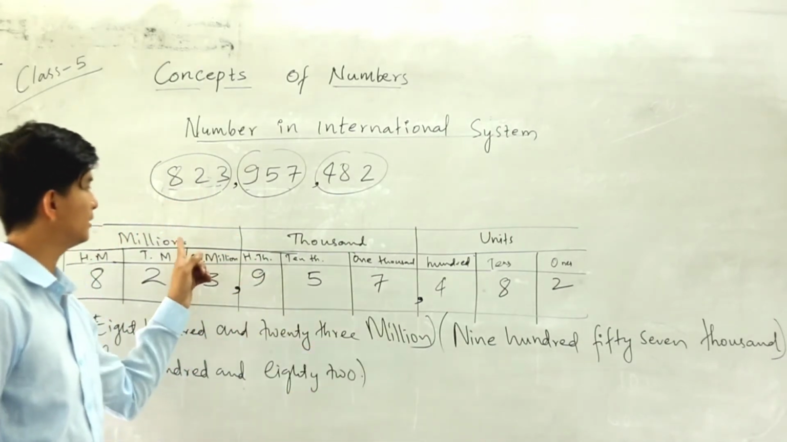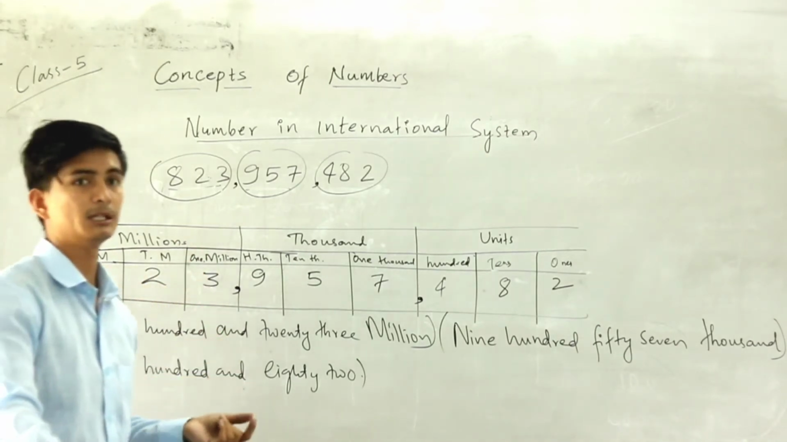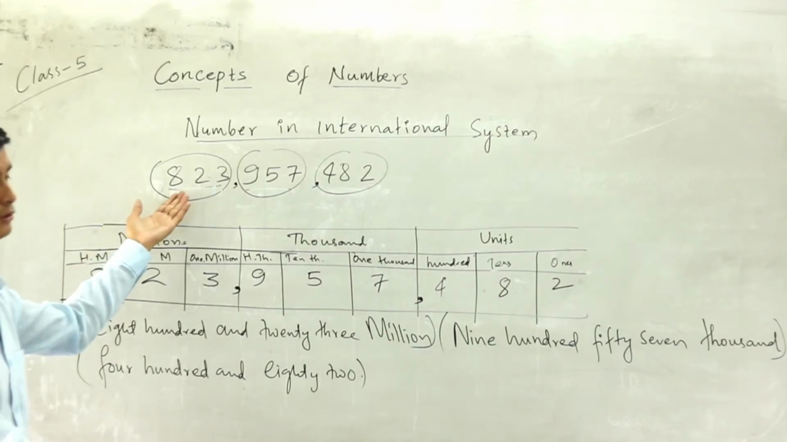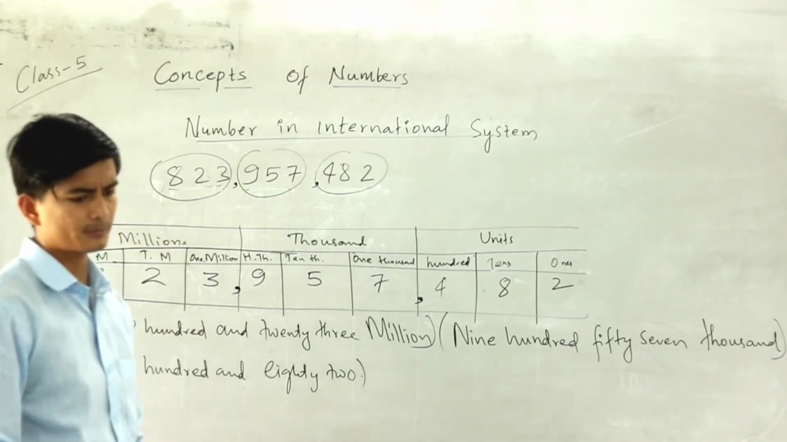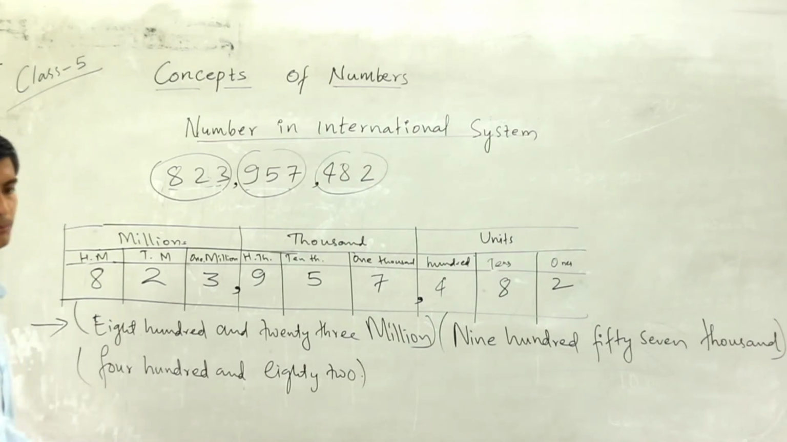823 million because it is in the million place, right? So 100 million, 10 million, 1 million, it does not matter. However you write it, just write 823 million.